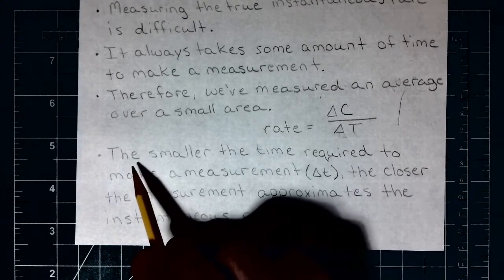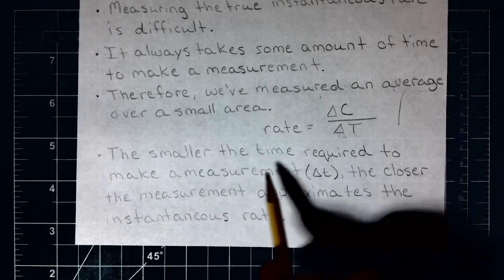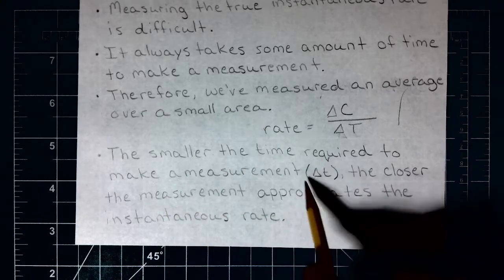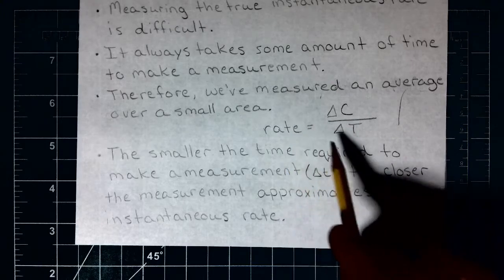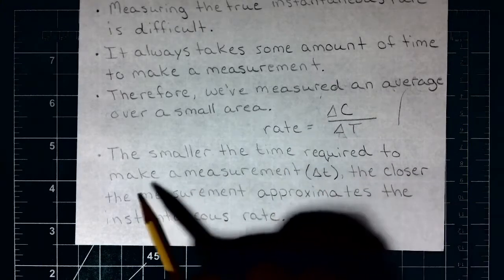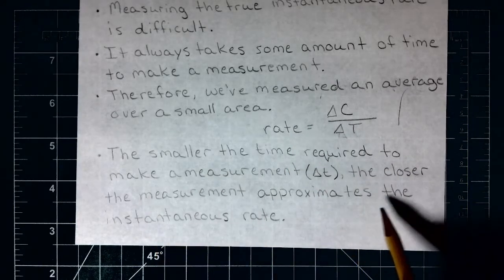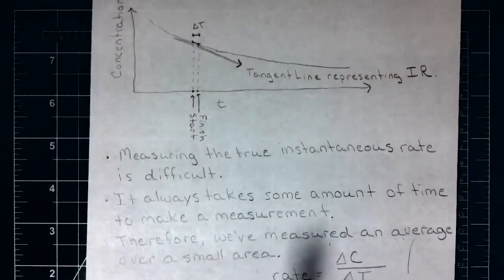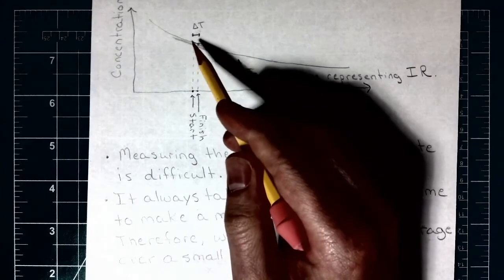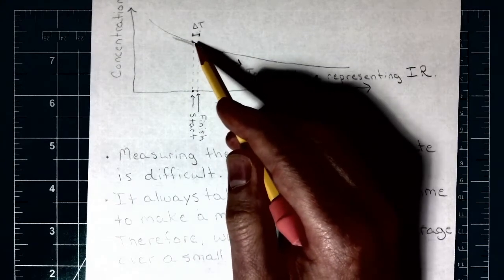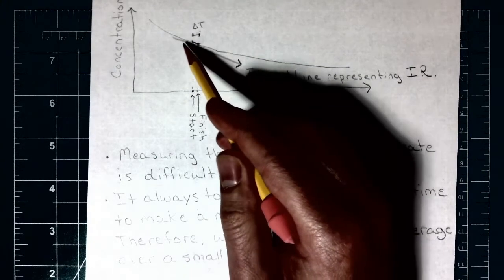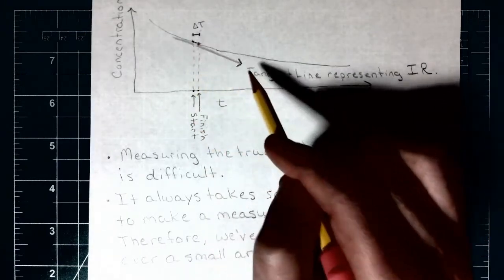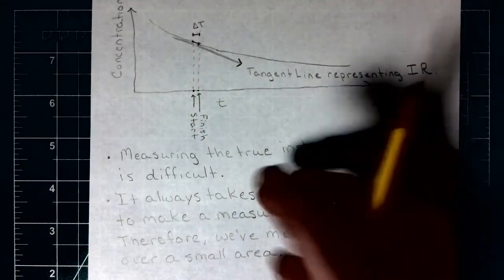This approximation is pretty good the smaller the time required to make the measurement. So the smaller we can make delta T, the faster we can make those two measurements, the closer the measurement comes to approximating the instantaneous rate. So if I can make two measurements that are very close together right here, then I can get a pretty good approximation to the instantaneous rate by using this method.